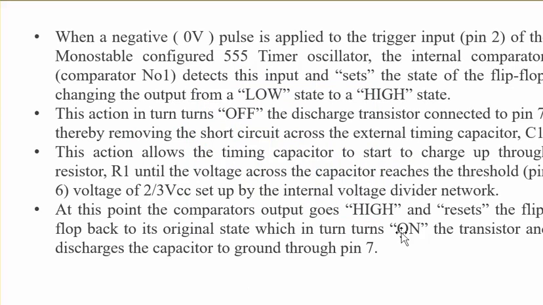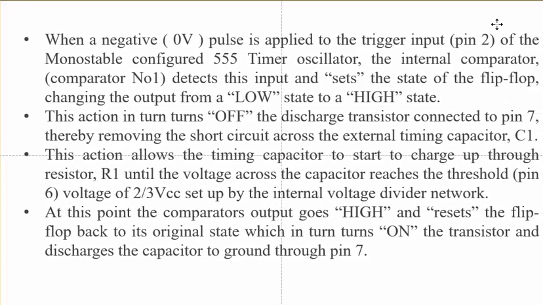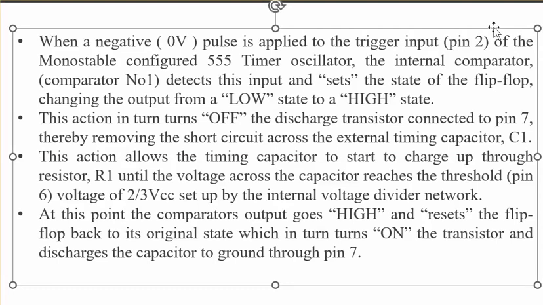We need to provide an input signal to this 555 timer IC for a monostable multivibrator. By giving an input trigger pulse to pin number 2 of the 555 timer, we give a triggering input to the monostable multivibrator. When you provide a negative pulse input, the internal comparator 1 will detect this input and set the flip-flop. So the output will go from low state to high state.